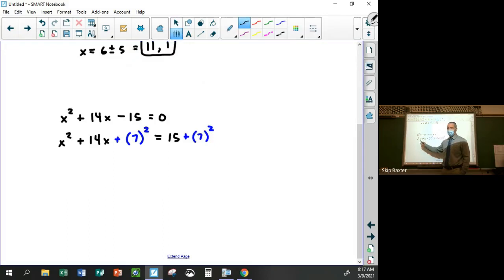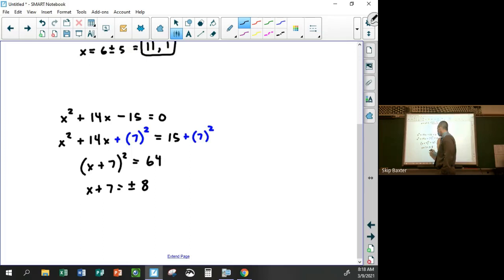What does the left-hand side become when you factor it? X plus 7 squared. On the right, I have 15 plus 49. 15 plus 49 is 64. Square root both sides. X plus 7 equals plus or minus 8. So x equals negative 7 plus or minus 8. Negative 7 plus 8 is 1. Negative 7 minus 8 is negative 15.